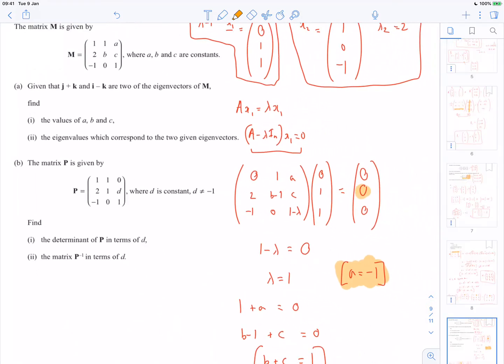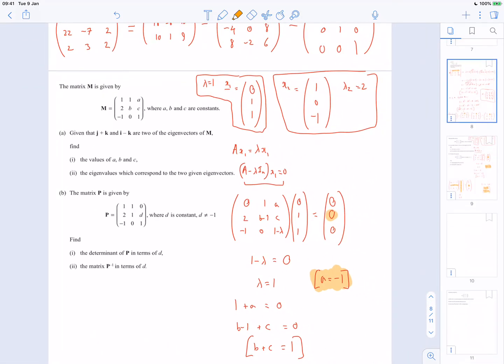Find the eigenvalues which correspond to the two given eigenvectors. Well, I've done that already as part of the question. Lambda 1 is 1, and lambda 2 is 2.